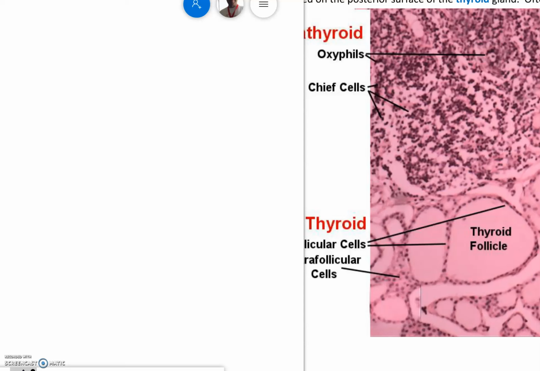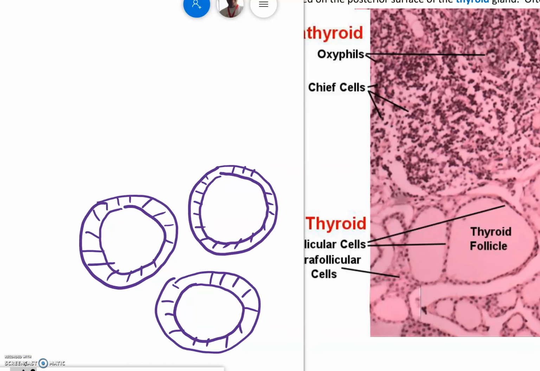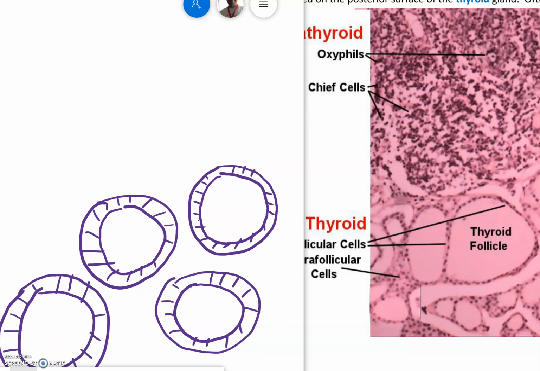So let's start by drawing some follicles. So here are 3 follicles, and to draw them, I'm just basically drawing a circle, drawing a second circle, and then the lines in between. And since these are nucleated cells, I'm going to give them all nucleuses.